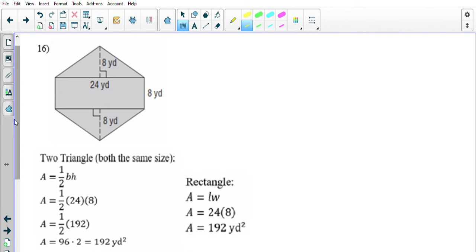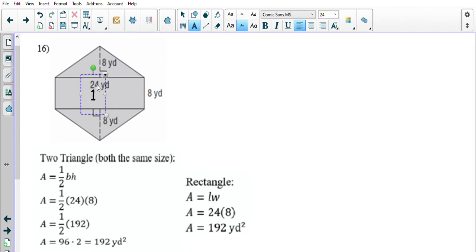So number 16, we have two triangles that are both the same size and a rectangle. I'm going to start with the rectangle since I think it's a little bit easier. And I will highlight this thing in yellow. So dimensions are 24 across, 8 high. So it's going to be this.